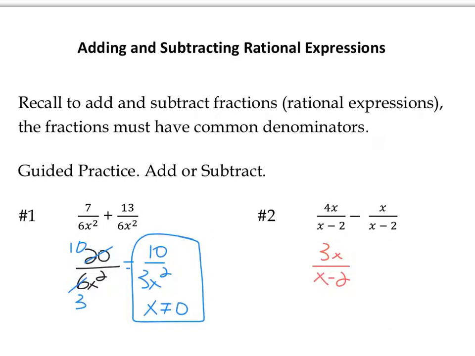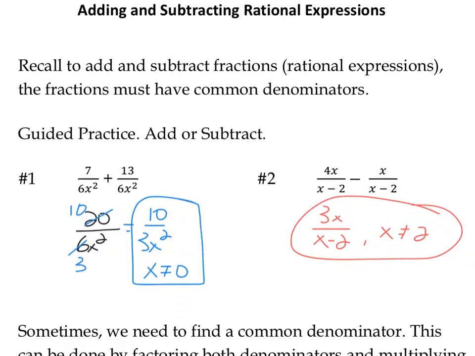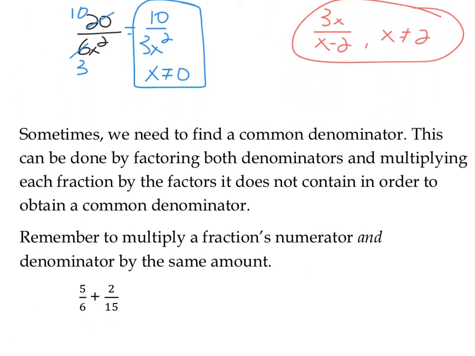And now we want to look at any restrictions on the variable based on the denominator. We can't have an x value of 2. Okay? So this would be our answer from the subtraction of the two fractions, the difference of them. And then our restriction on the variable, because again, we can't have this denominator equal to 0. Okay, let's look at finding common denominators.